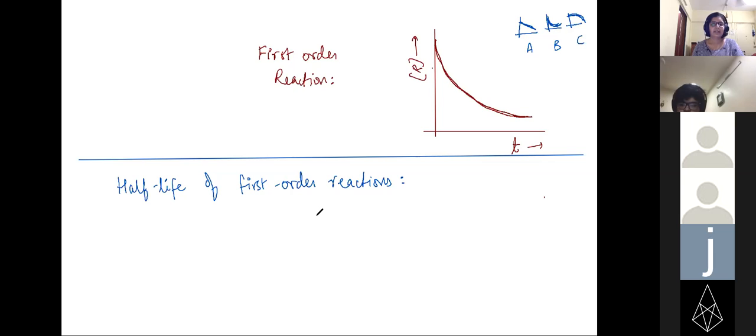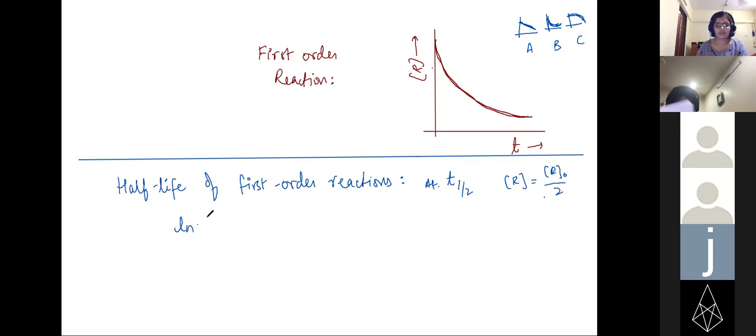Okay. All right. So half-life of first order reactions. Again, let's derive it exact same way. Half-life is basically T half. So at T half, basically your concentration becomes R naught by 2. So let's plug these values in our equation.